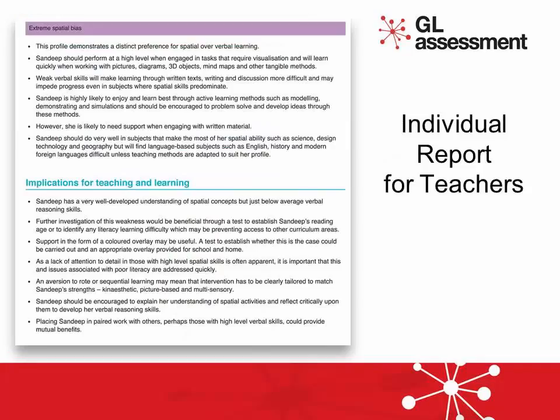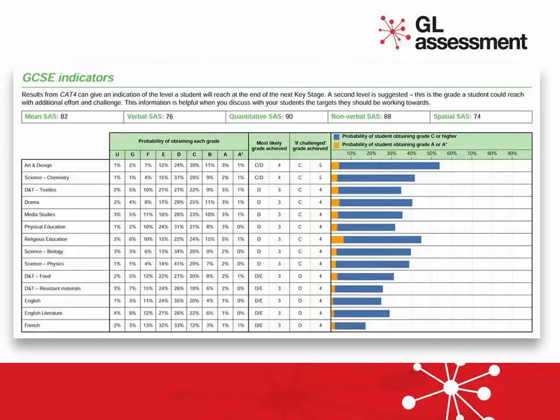The individual student report for teachers contains a very useful extended narrative section describing the individual's particular bias and the implications for teaching and learning. This makes an excellent starting point for the process of personalizing learning, considering a student's cognitive strengths and areas of development. An individual's indicators are shown here in the form of a chances table.